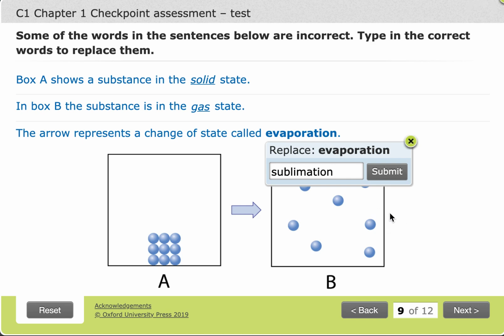All right, have a check of your answers, compare them to mine, and then be sure to move on.